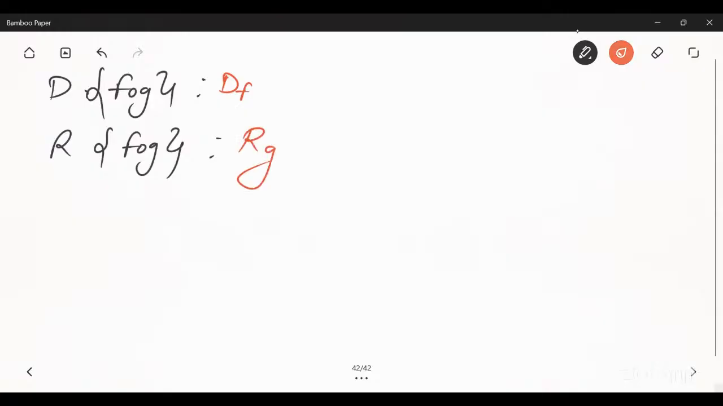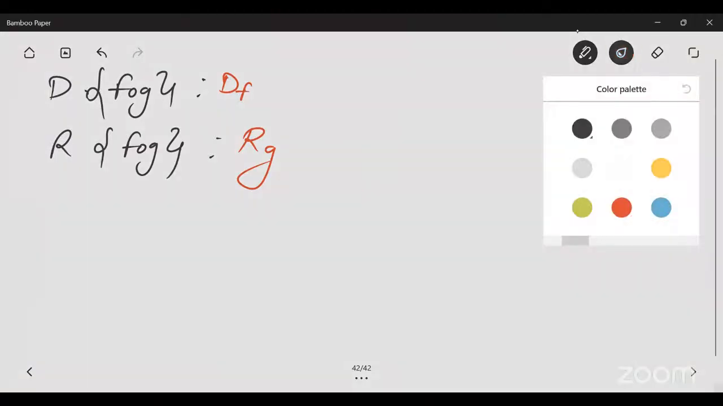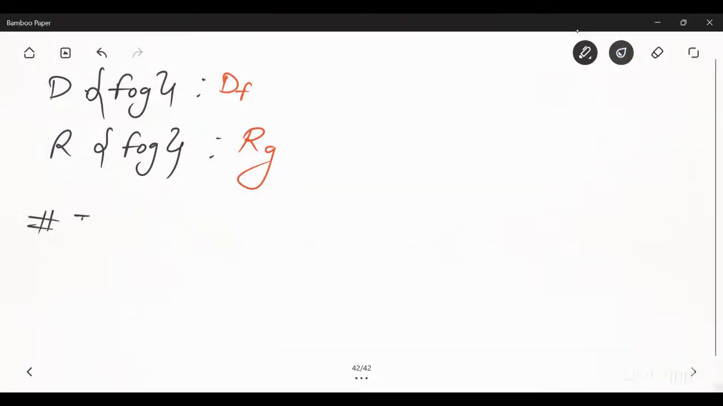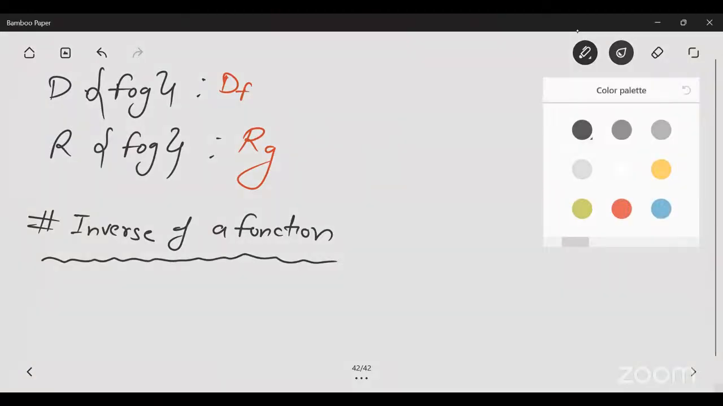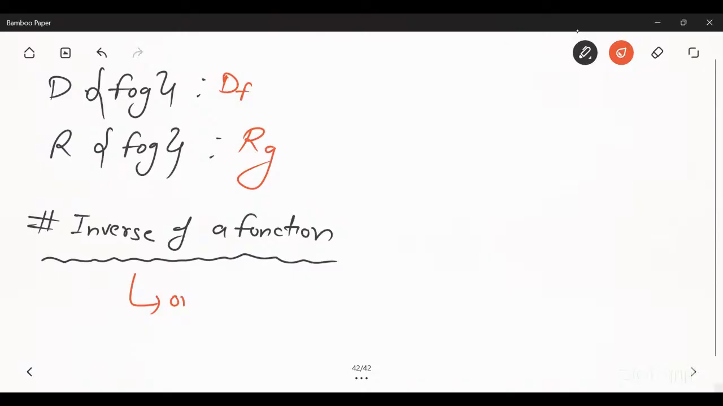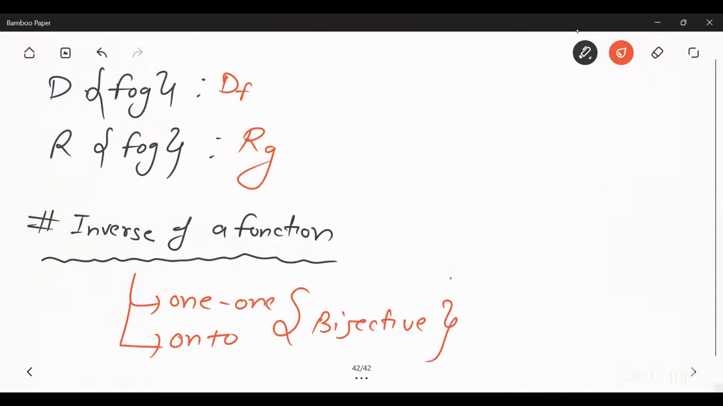Now the last is your inverse of a function. So there are two conditions for a function to have its inverse. It is 1-1 and onto. If a function is 1-1 and onto, that means it is bijective. A function is bijective, so its inverse will exist.